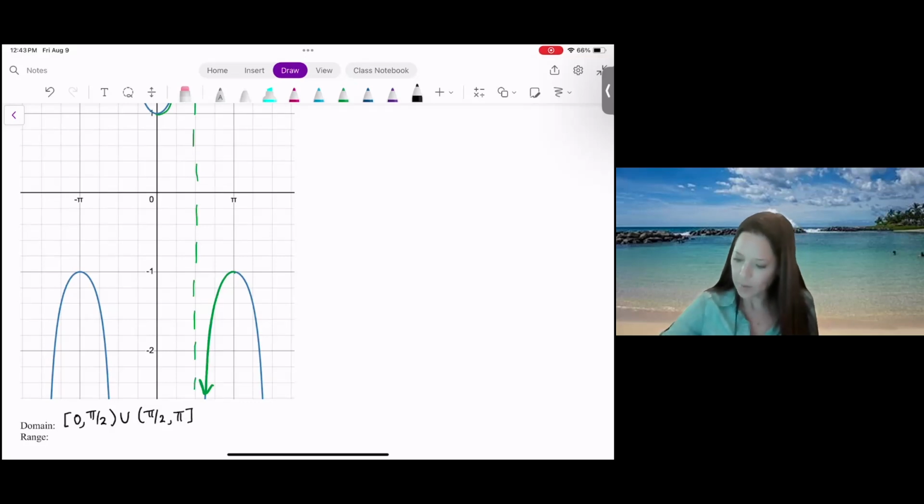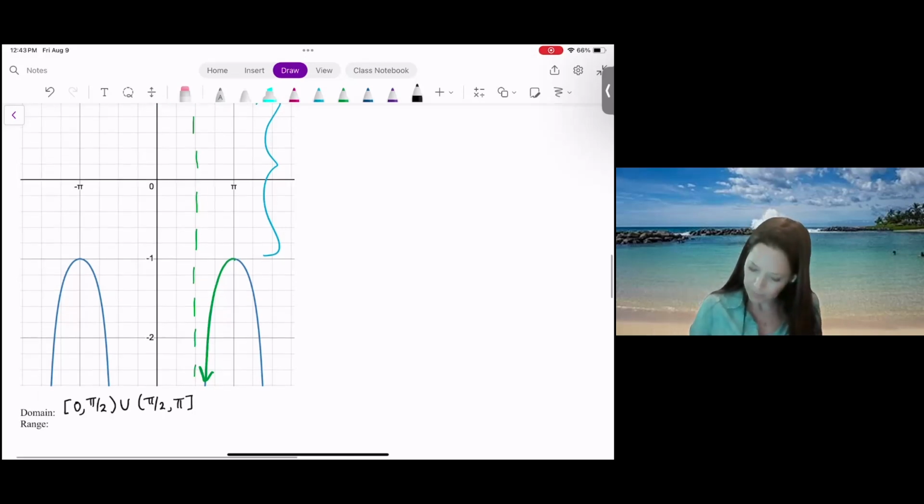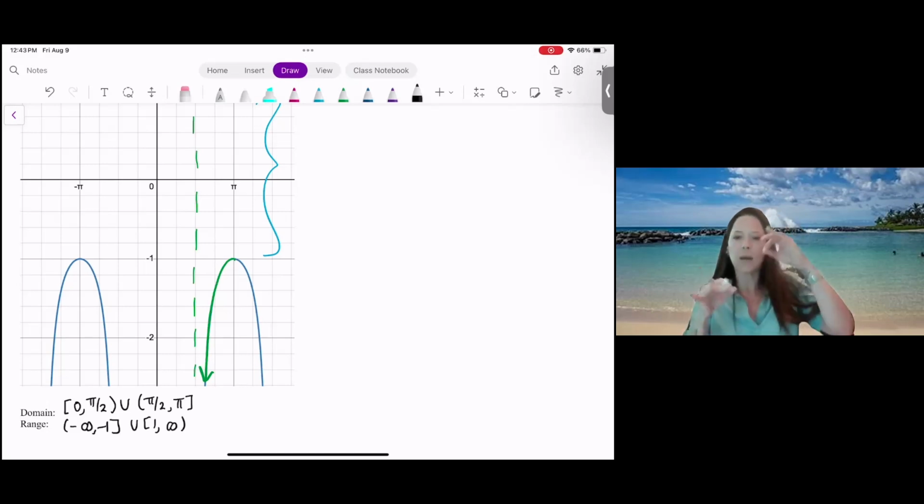And then in my range, notice that I have that gap from -1 to 1, which means I'm going to go from negative infinity to -1 in union with 1 to positive infinity. And I do have values of 1 and -1, so I can include those values.